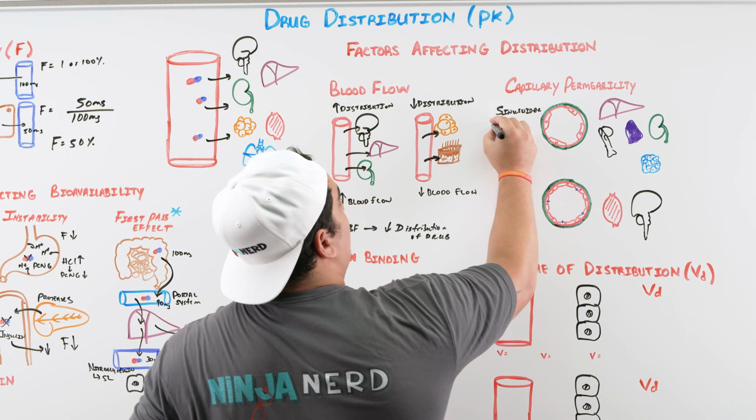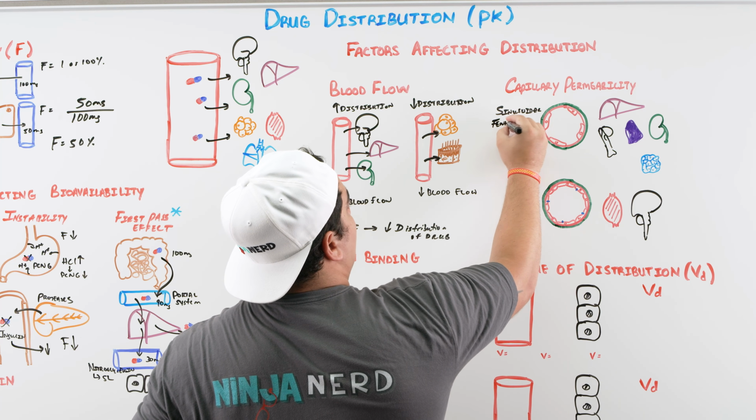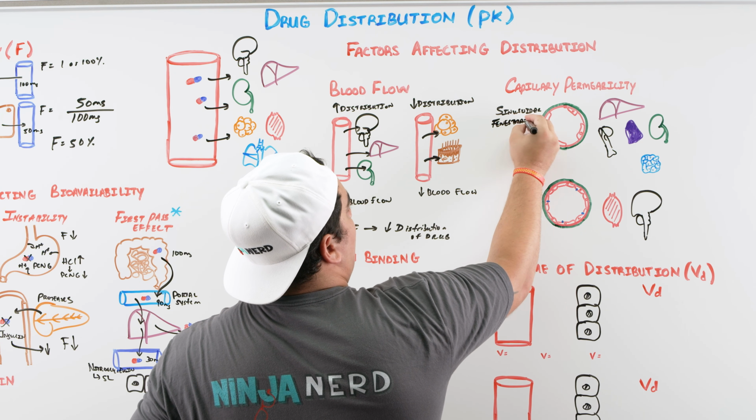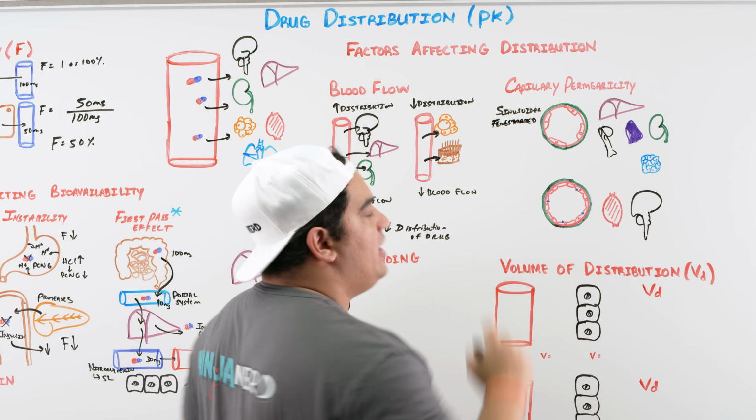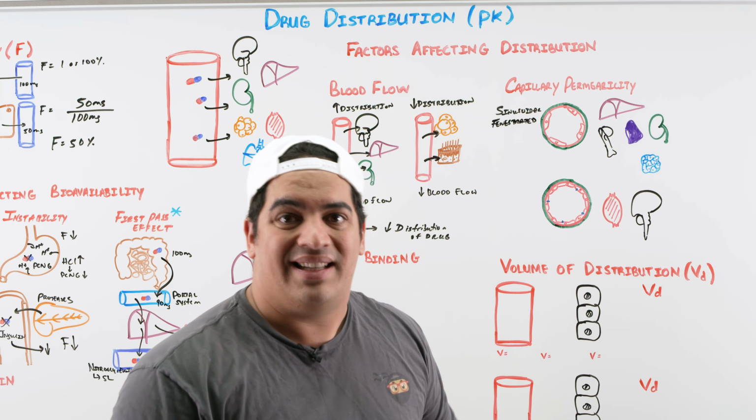Or you also have what are called fenestrated capillaries. This would be in the kidneys, and in different glands, but they also have these big fenestration pores. They don't have as many tight junctions.